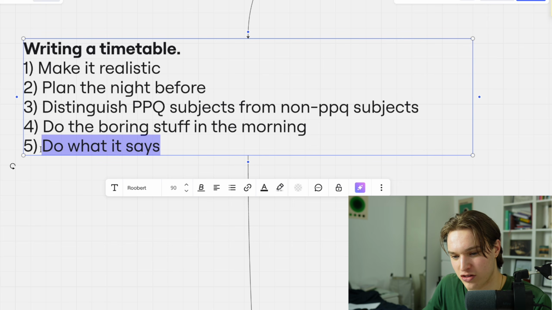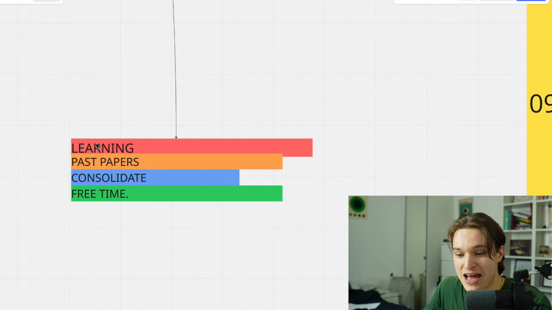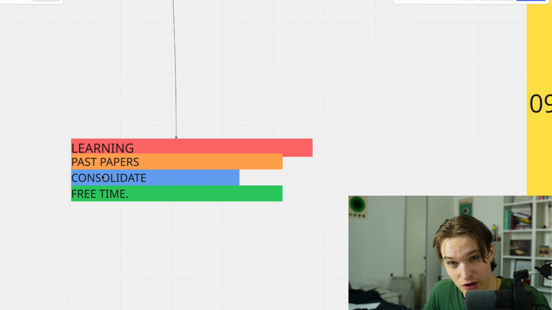I can't stress this enough. If it's in the timetable, do it. Stick with it, okay? So just a bit of a key. Red means learning new things. Orange means past paper questions. Blue is consolidation, generally in the form of blurting and flashcards, and green is do whatever you want, okay?